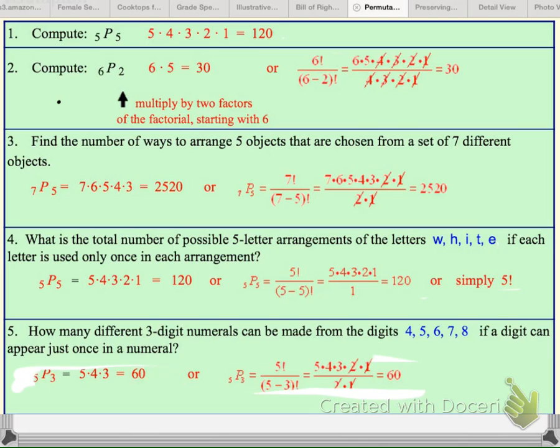Hopefully you're starting to feel like you've really got this now in terms of what to write and then how to do the math. So this time we're only looking at 3-digit numbers, how many different 3-digit numbers. And again, I have 5 digits, so I'm doing 5P3, and that's 5 times 4 times 3, which is 60, or 5 factorial over 5 minus 3 factorial. 5 minus 3 is 2, and so that'd be 2 times 1. These cancel, and I get 60 either way.